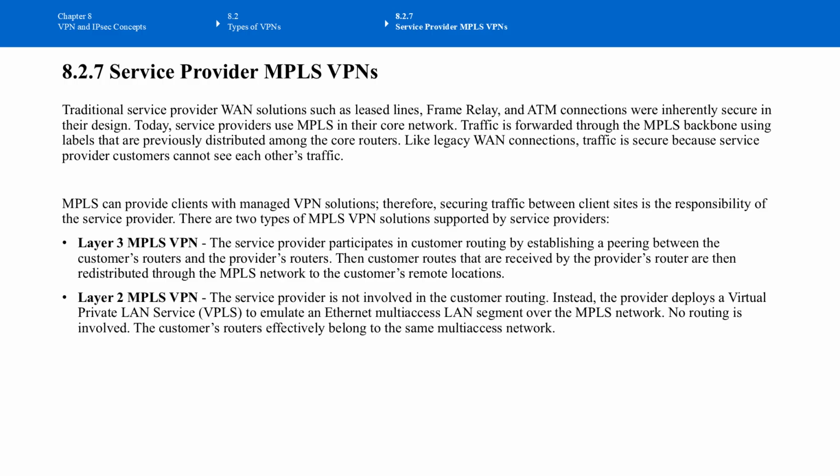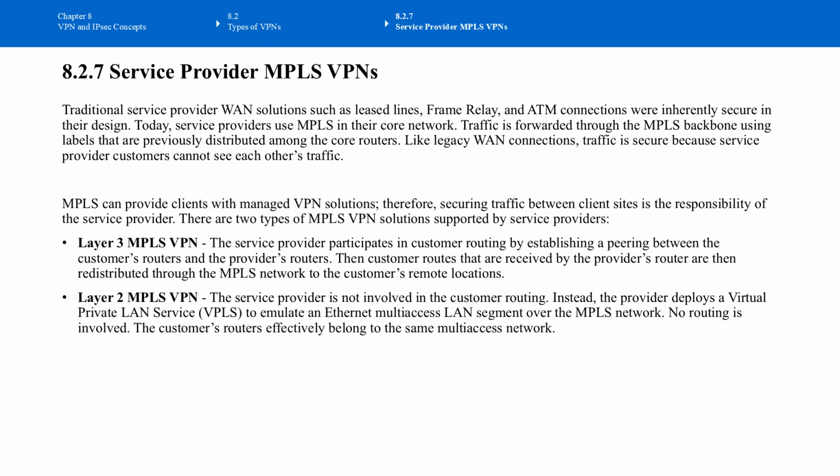There are two types of MPLS VPN solutions supported by service providers, and these are the Layer 3 MPLS VPN and also the Layer 2 MPLS VPN. For Layer 3 MPLS VPN, the service provider participates in customer routing by establishing a peering between the customer's router and the provider's router. Then customer routes that are received by the provider's router are redistributed through the MPLS network to the customer's remote locations.